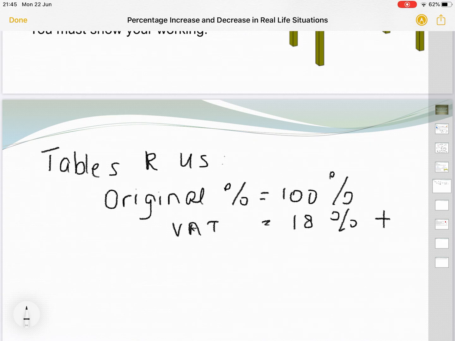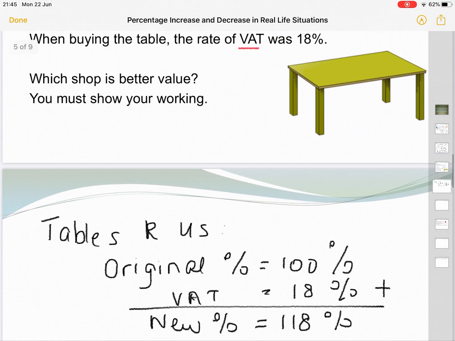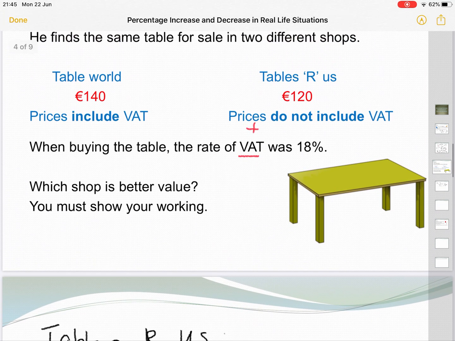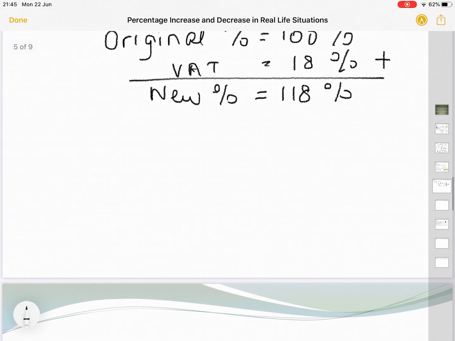So I need to add, because VAT is a tax. So the new percentage of the table is 118%, because 100 plus 18. 118 of what? 118 of 120. So I need to calculate the 118% of €120.